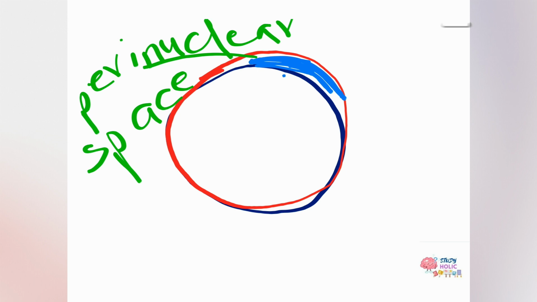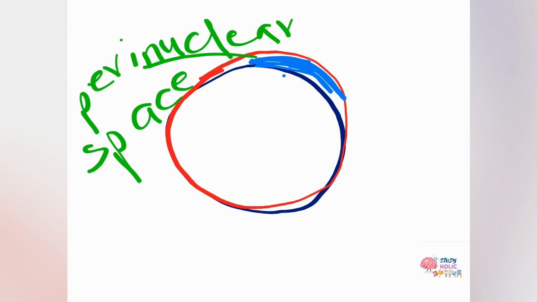The nuclear envelope is made of two membranes, that is, it is a bilayer, and these two membranes are separated by a fluid-filled perinuclear space. This blue one is the fluid between the two membranes, and this is known as the perinuclear space. So this was about the nuclear envelope, that it is a bilayer separated by the perinuclear space.